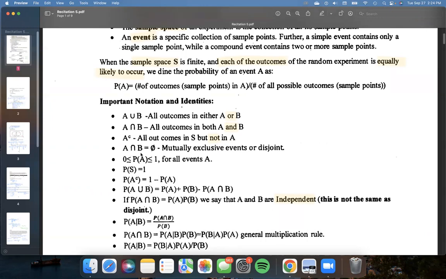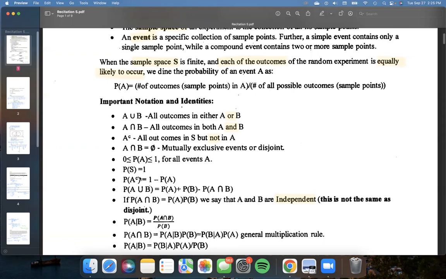If A intersect B is the empty set, meaning there are no sample points in A intersect B, or A and B, we have mutually exclusive events or disjoint events. And it's important to keep in mind that the probability of any event is between 0 and 1. It cannot be less than 0 or greater than 1. So we have the probability of A is greater than or equal to 0 and less than or equal to 1 for all events A.